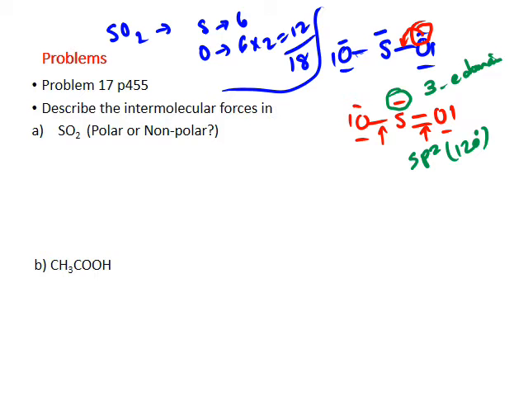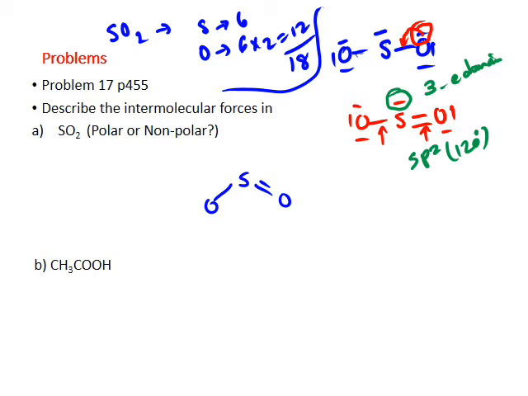Now let's write down this structure. Writing down a linear structure with a 180-degree angle is not right. So the right structure I'm going to write down now, the right shape, would look like this. Even though you have a double bond with one oxygen, the other one is a single bond.